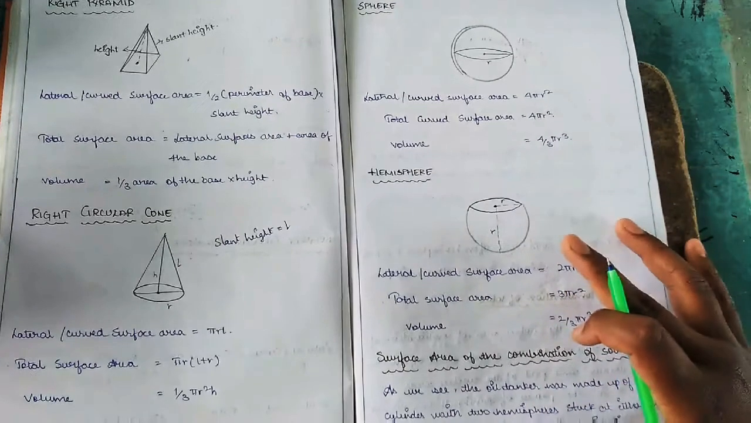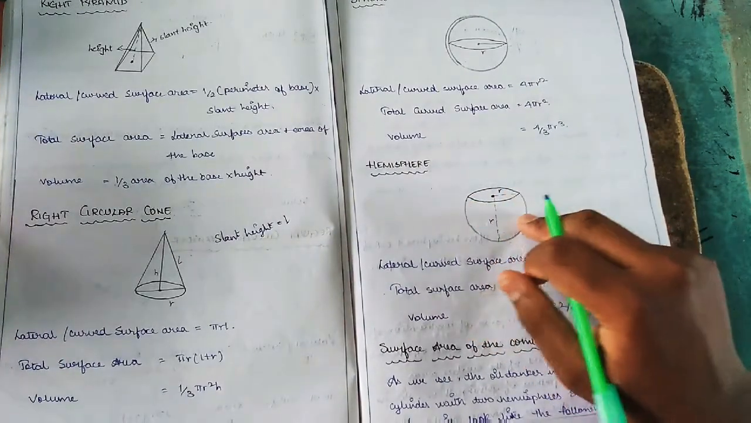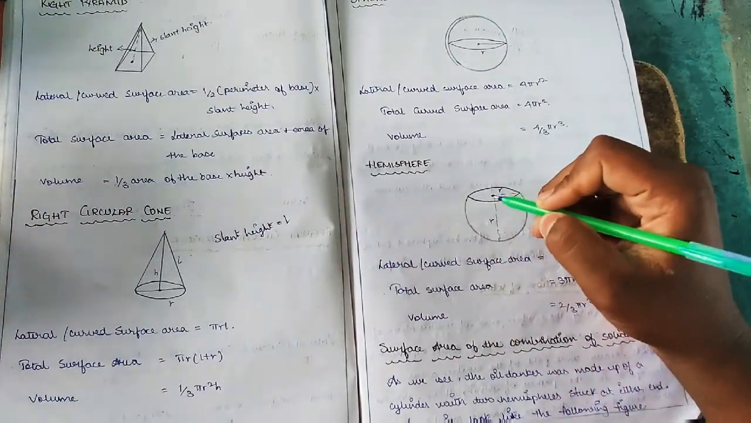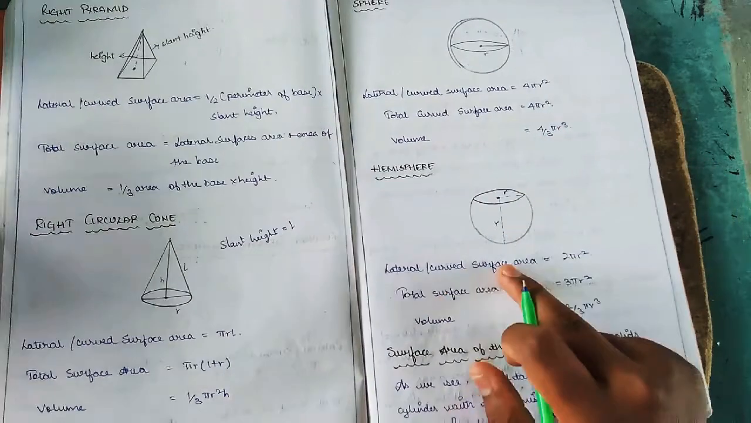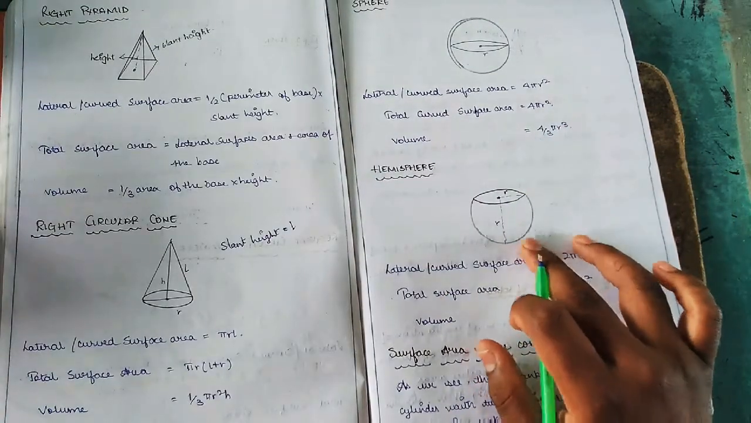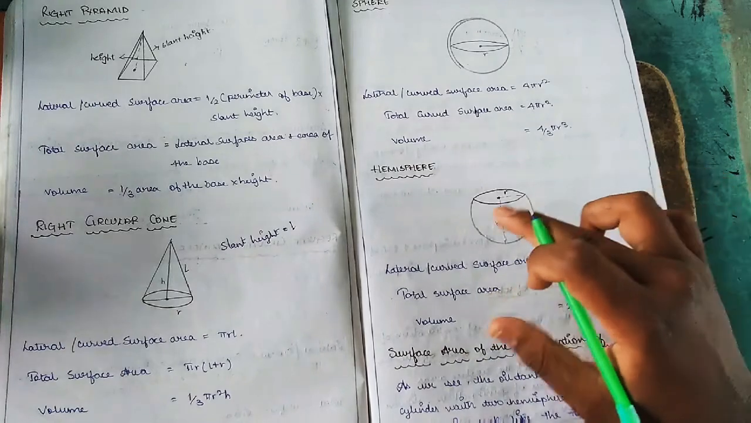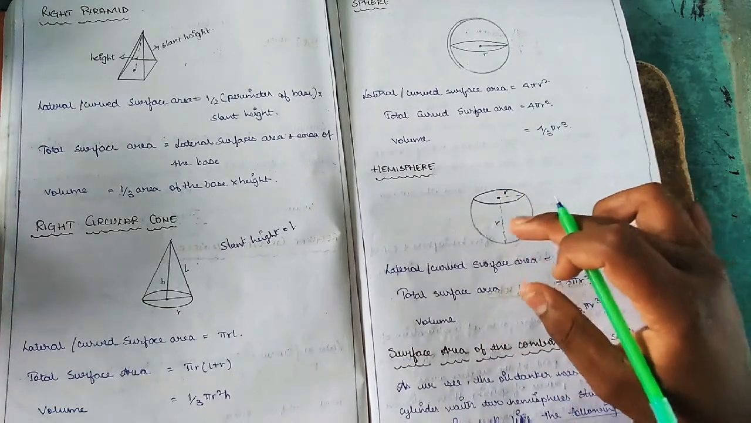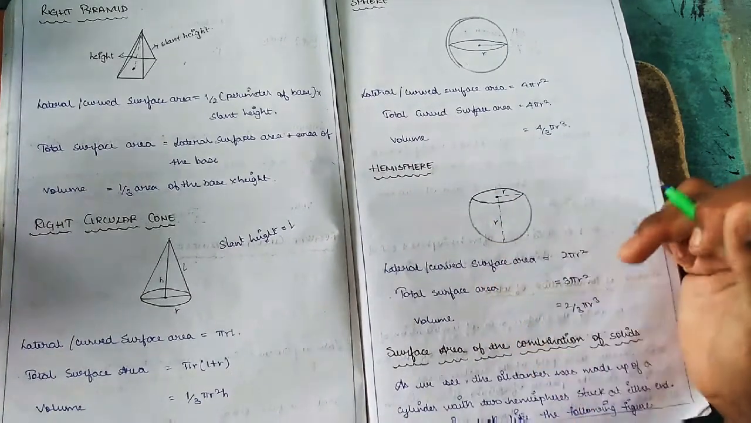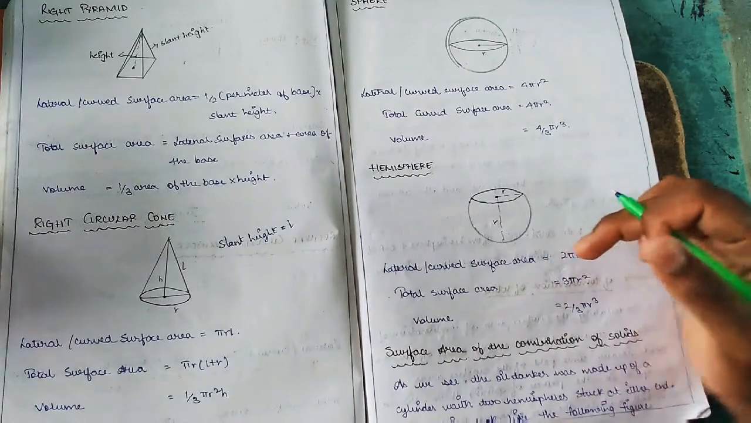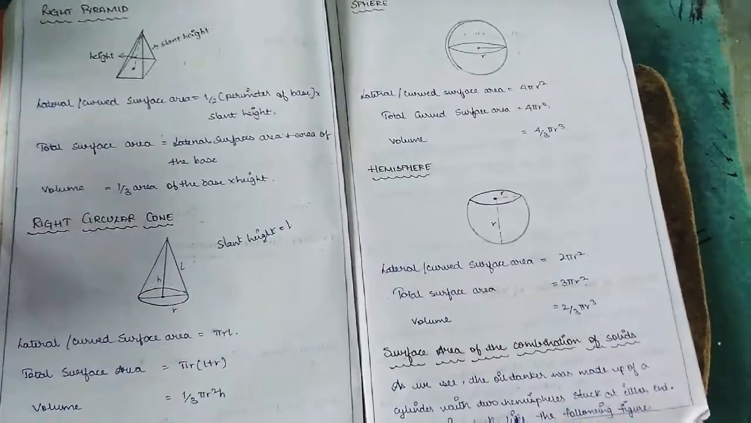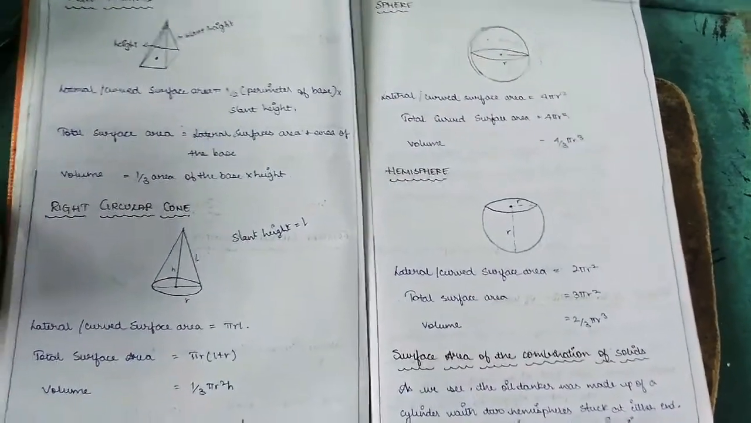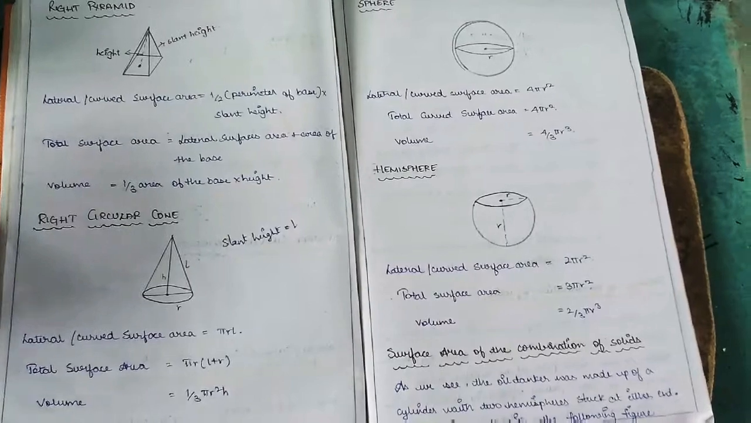So coming to the hemisphere. This is the figure of the hemisphere. This is the radius and this is also the radius. Lateral or curved surface area is equal to 2 pi R square, that is 2 into pi into radius into radius. Total surface area is equal to 3 pi R square, and volume is equal to 2 by 3 pi R cube.